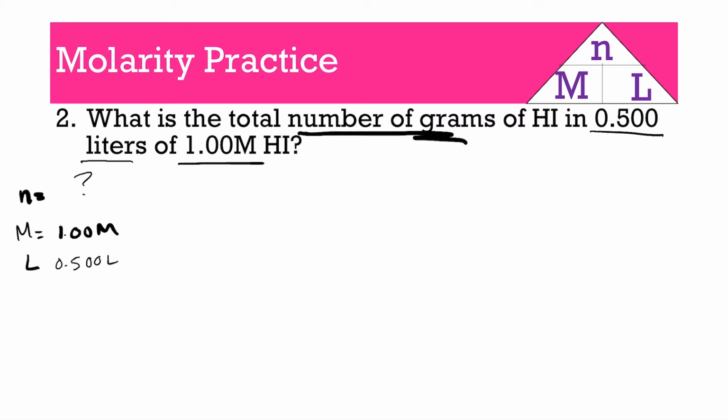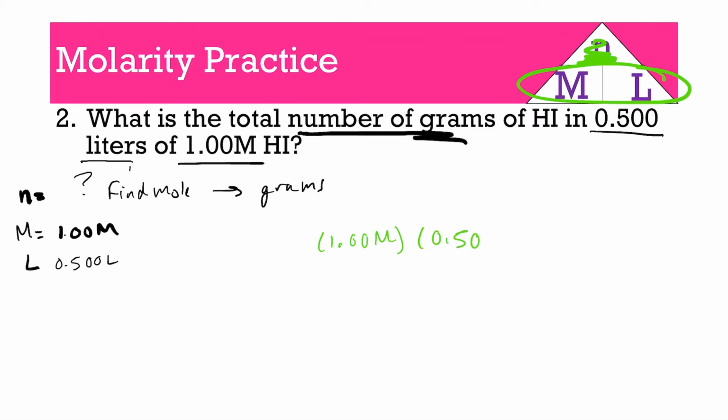But the question says number of grams. So we have to find moles first, then convert to grams. So again, here is that extra step. So if we're going to solve for moles, we're going to cover up moles and it's molarity times liters. So we get 1 molar, 1 M times 0.500 liters. That's N. And so 1 times 0.5 is 0.500 moles.